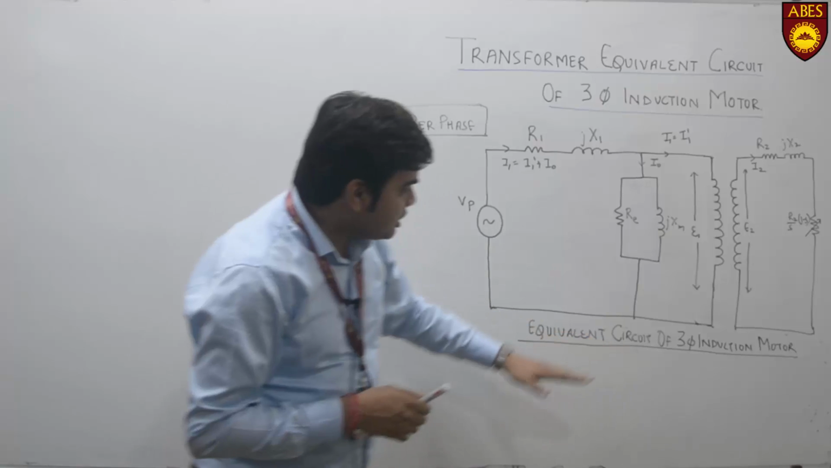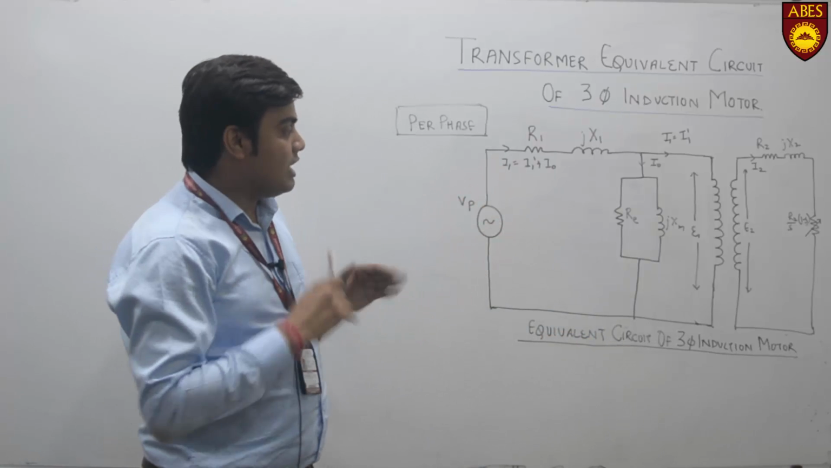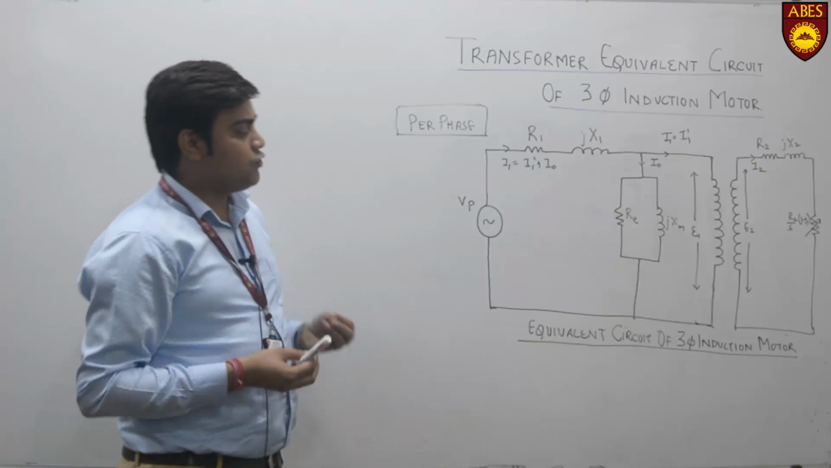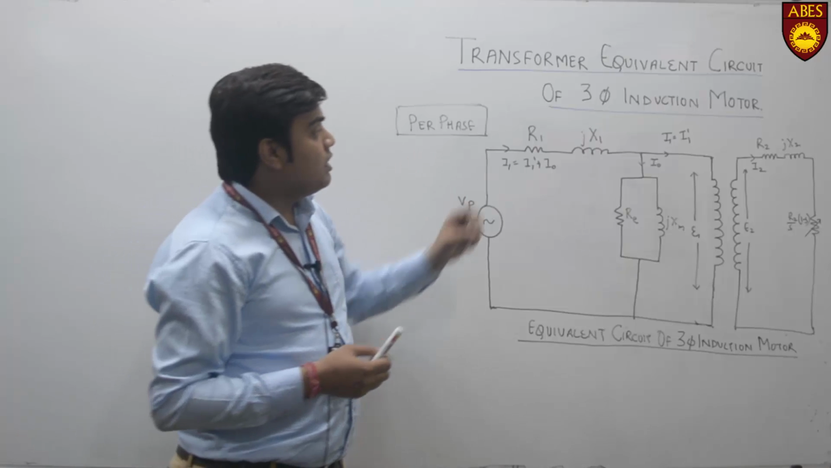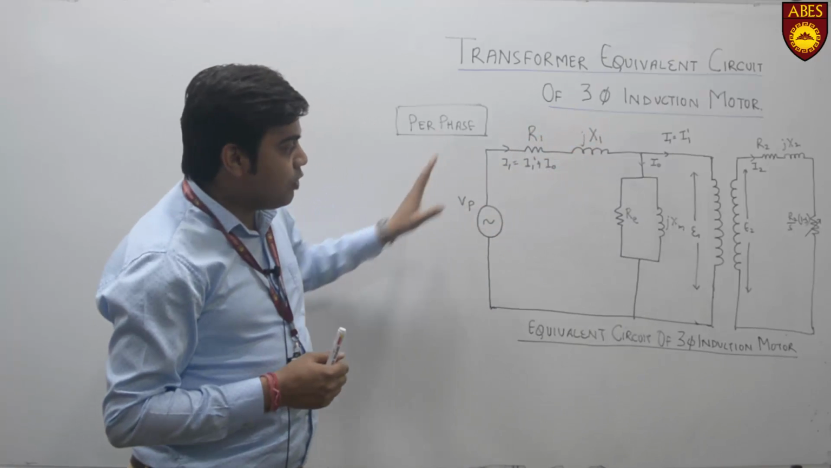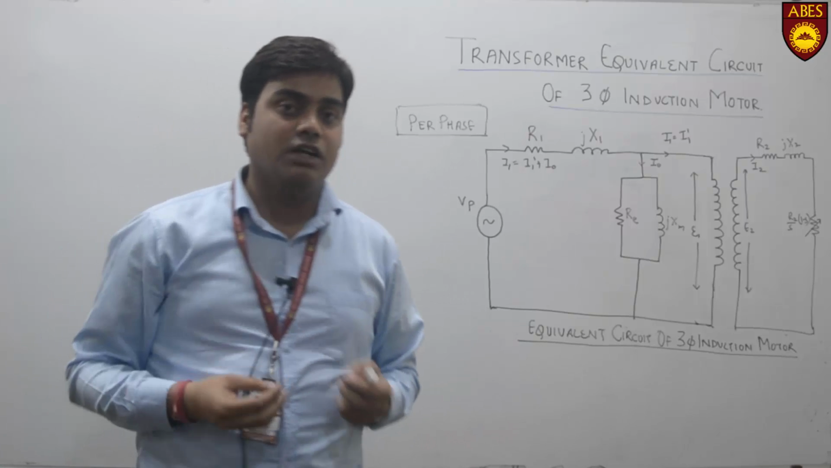If I talk about this model, you can see all the elements are the same as those of a transformer. If I talk about the primary, this is a per-phase model. It is three-phase, and we are talking about per phase. That means the power gets tripled at the end of the topic.